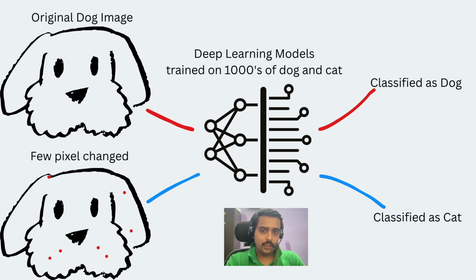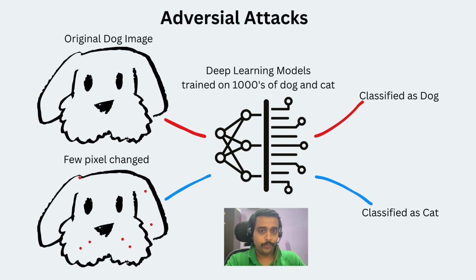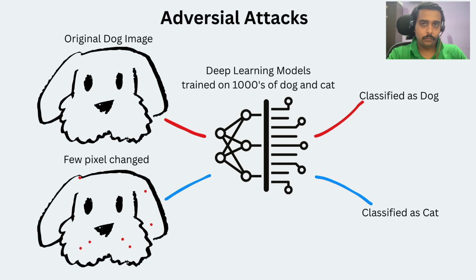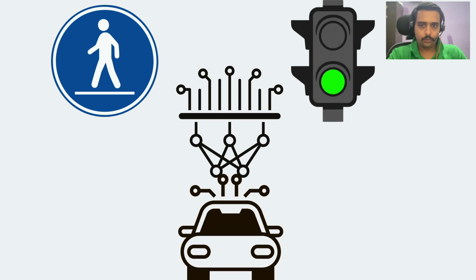So this tiny, carefully designed pixel manipulation is called adversarial attacks. They can make these deep learning models misclassify a dog as a cat, or even a pedestrian as an empty road, or a healthy lung as a cancerous one.